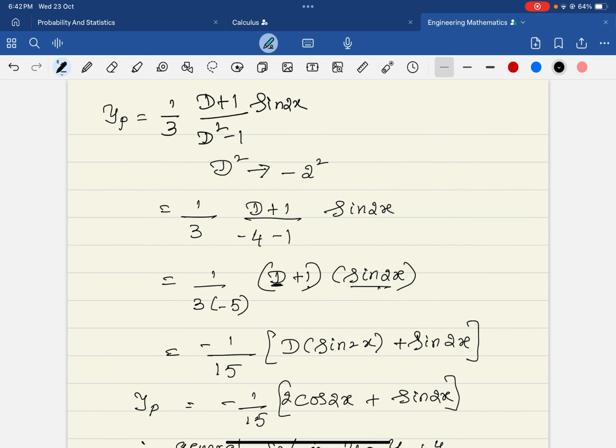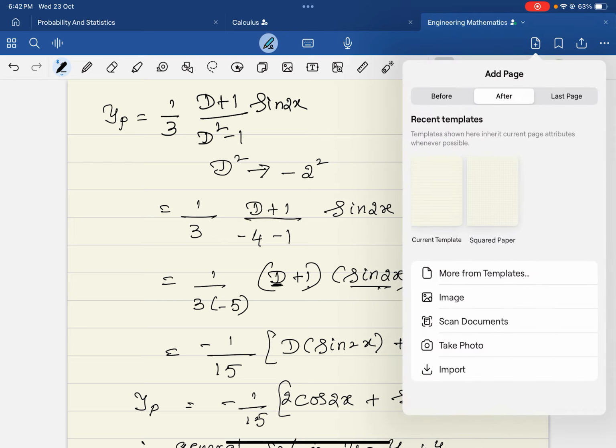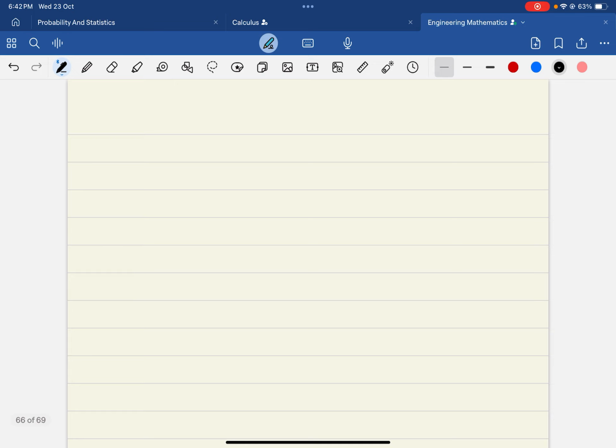First, what we have done is, you take the function in the denominator always as d square, replace d square by minus a square, and if you still have a d term, then you multiply and divide by the conjugate. That is, if d minus 1 is there, you use d plus 1, and then apply d square again as minus a square. Let us now do one more problem of this type.